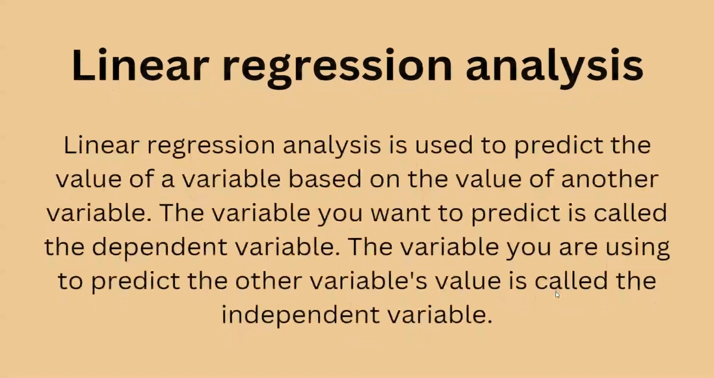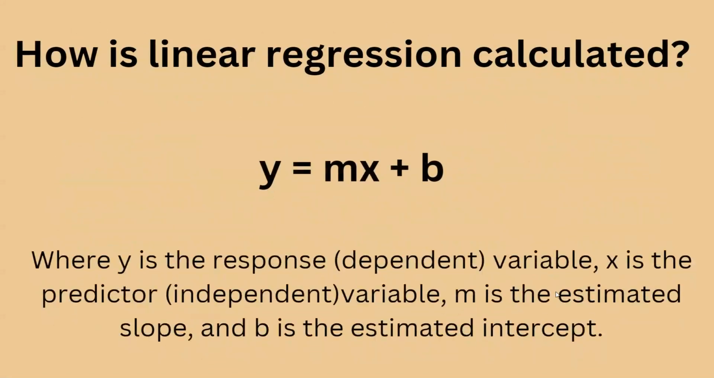Linear regression analysis is used to predict the value of a variable based on the value of another variable. The variable you want to predict is called the dependent variable. The variable you are using to predict the other variable's value is called the independent variable. How do we calculate linear regression? You will see this formula, y equals mx plus b, that most of us remember from our algebra days. This is the slope intercept formula that is used to calculate, where y is the response or the dependent variable, x is the predictor or independent variable, m is the estimated slope, and b is the estimated intercept.